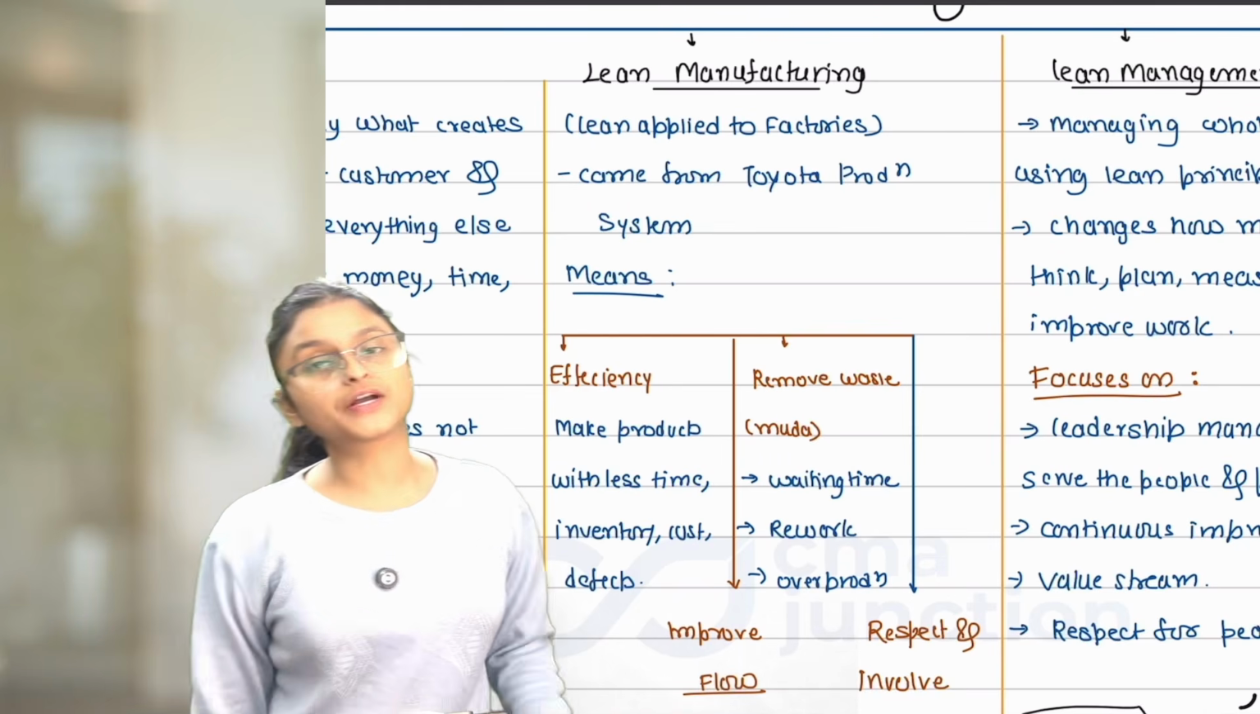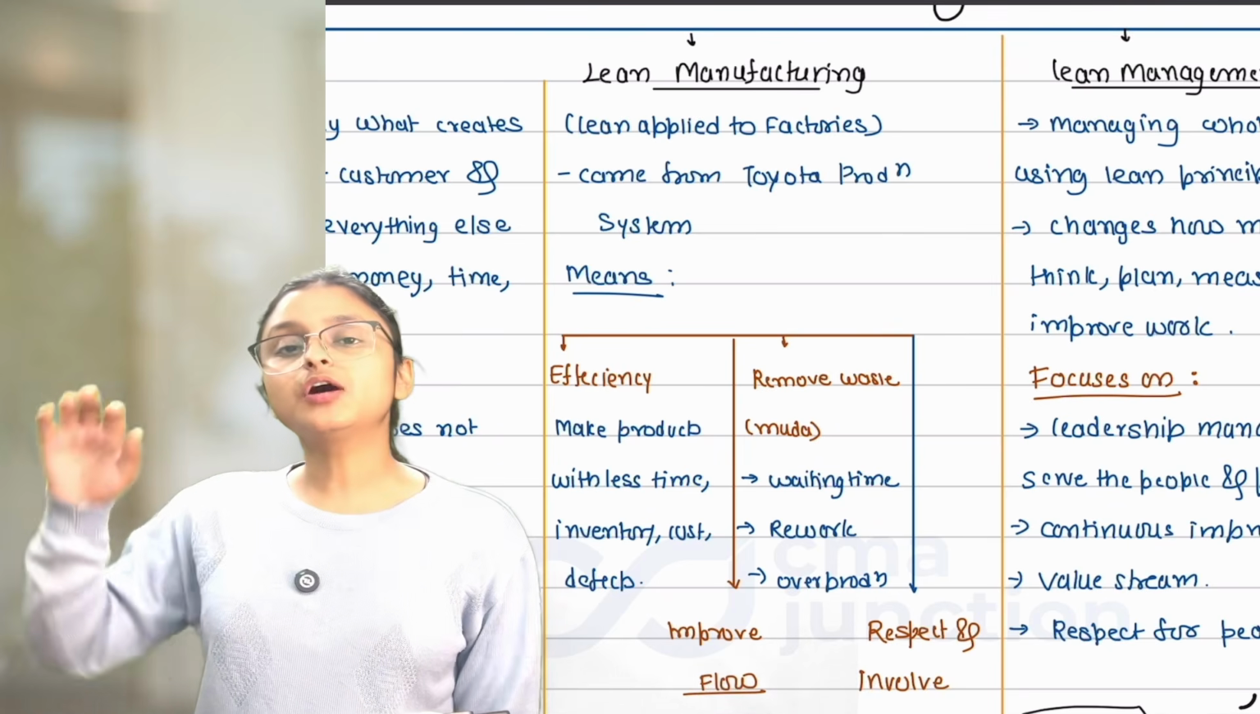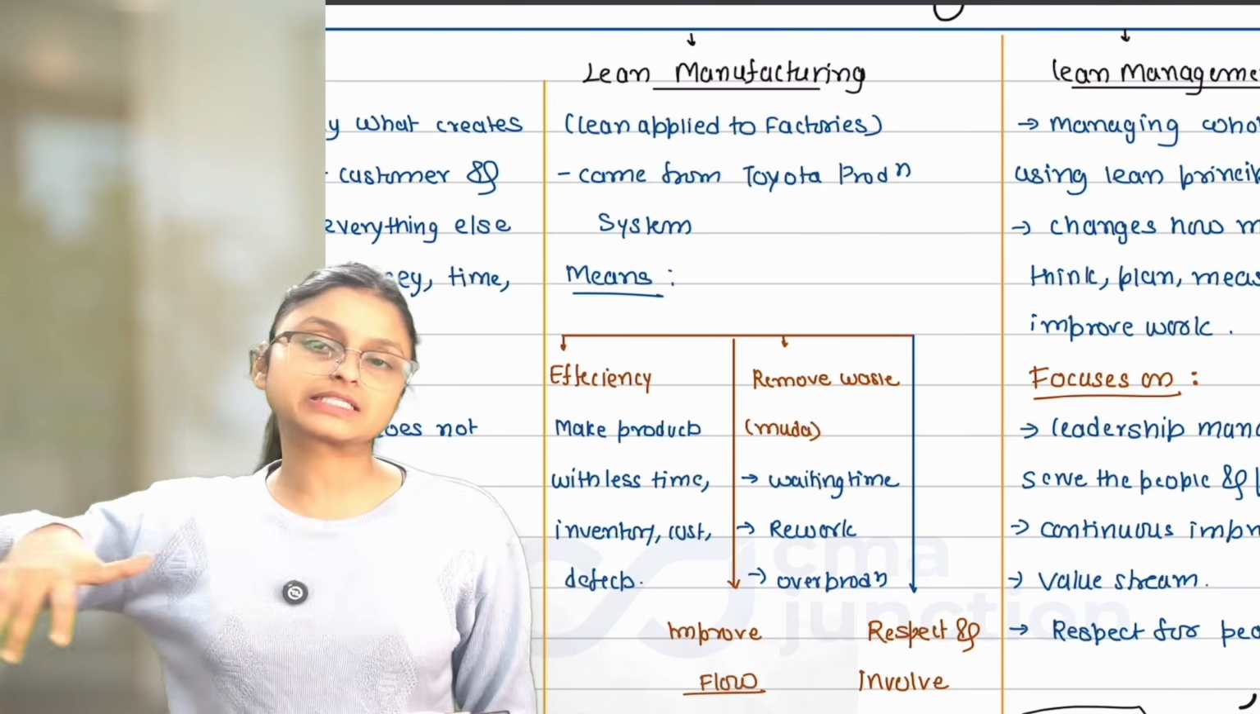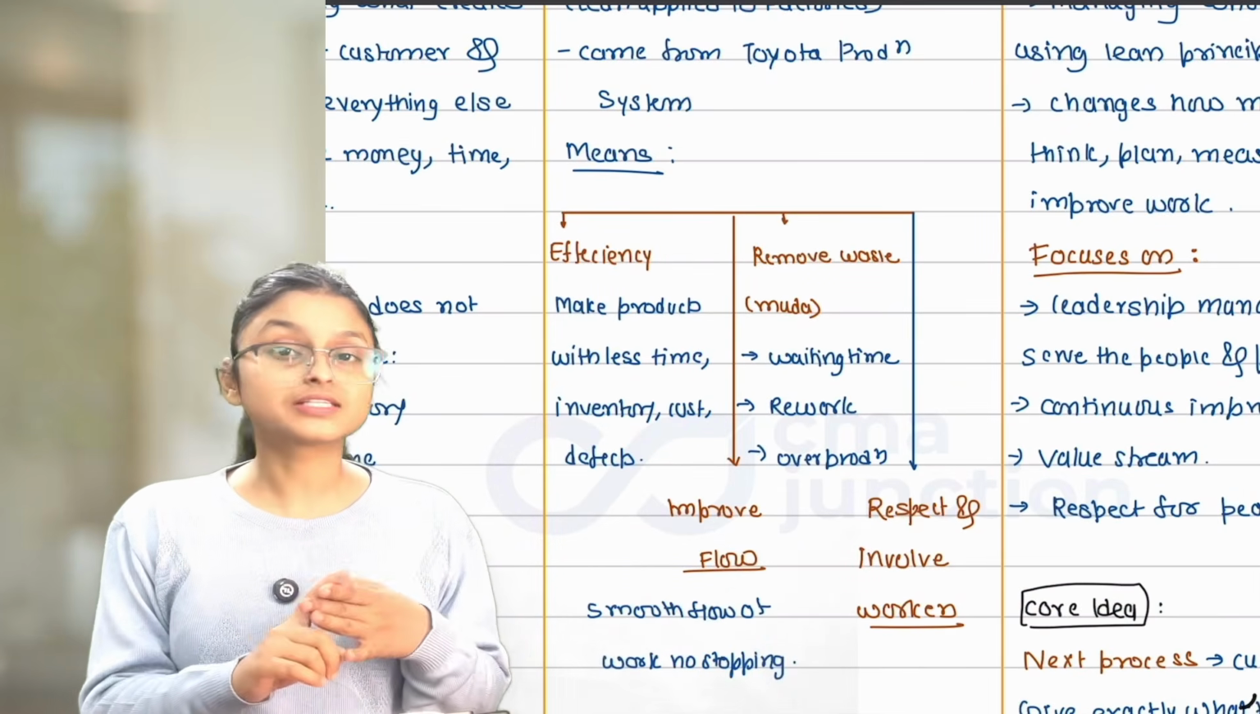Next, what does lean manufacturing mean? Here we are trying to achieve efficiency. Now what is efficiency? When you are producing the product but with less and less resources, that is efficiency. So make products with less time, less inventory, less cost and less defects.